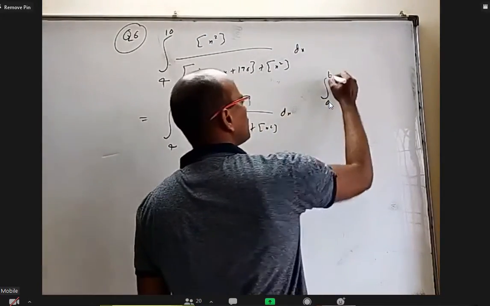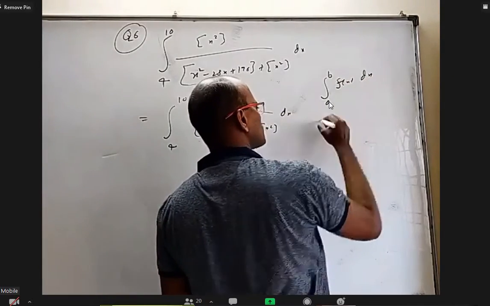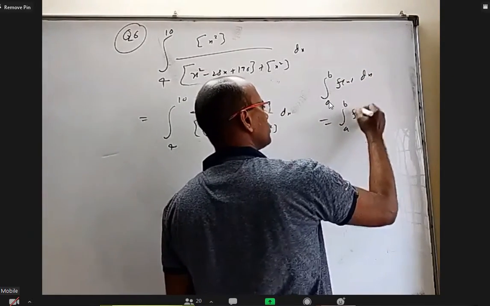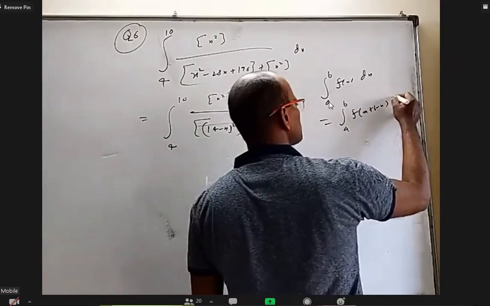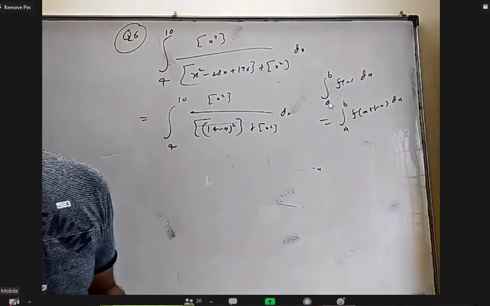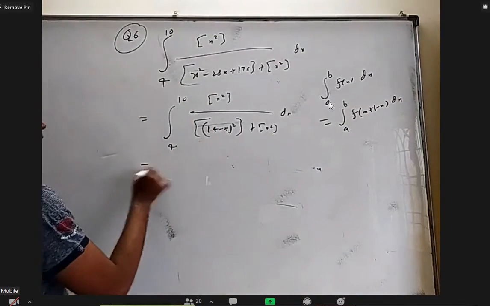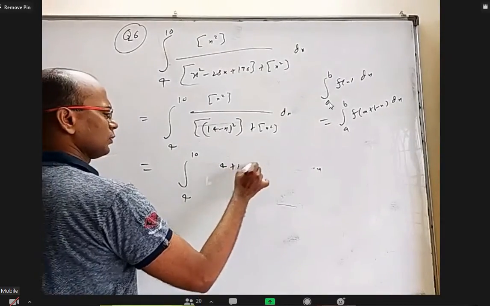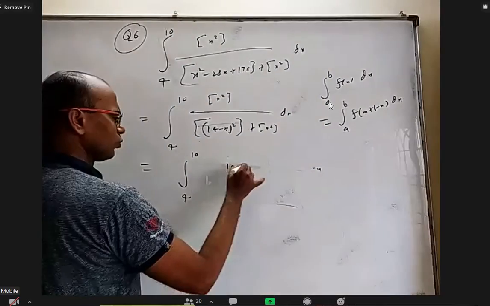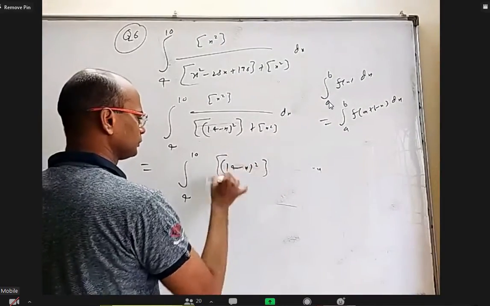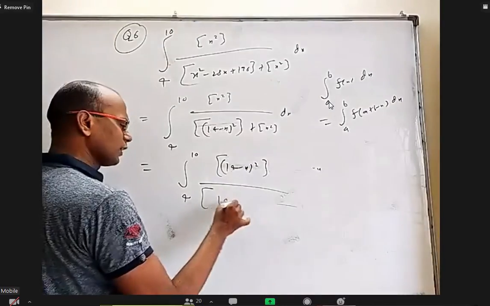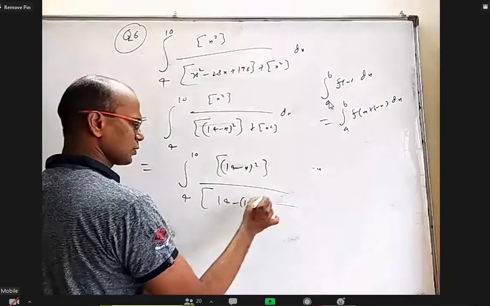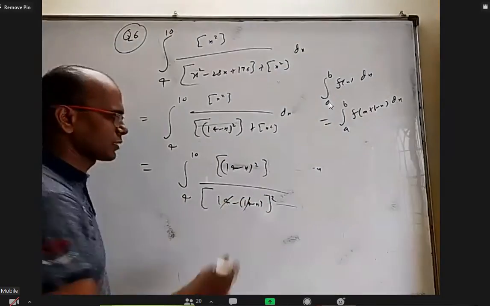We have this formula: integral a to b f of x dx is the same as integral a to b f of a plus b minus x dx. So I can replace x with a plus b minus x. So this will become 4 plus 10, that is 14 basically. 14 minus x whole square. This will become 14 minus x. This will become basically x square.